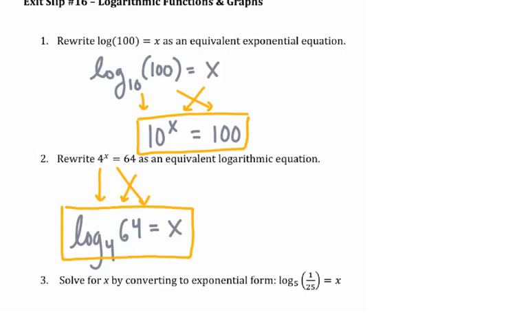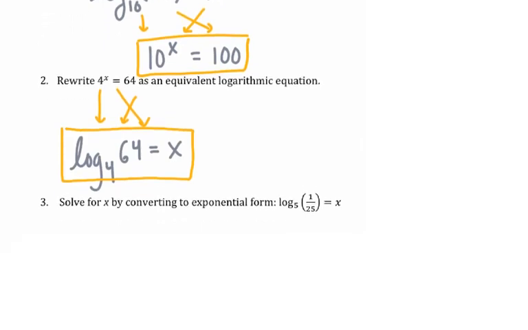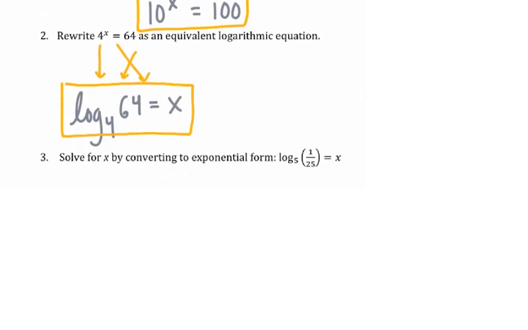This third one is going to have a similar feel to the first two, but we're going to actually solve it all out. For number 3, we're asked to solve by converting to exponential form. So the same thing we've been doing here. We will drop the base of 5 and then crisscross the x and the 1 over 25, and then we'll actually finish solving this one.